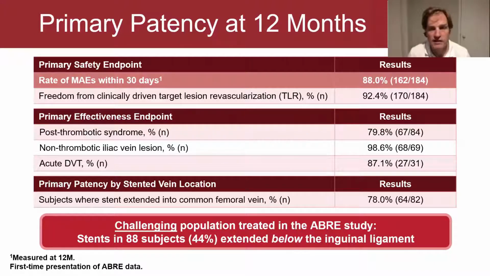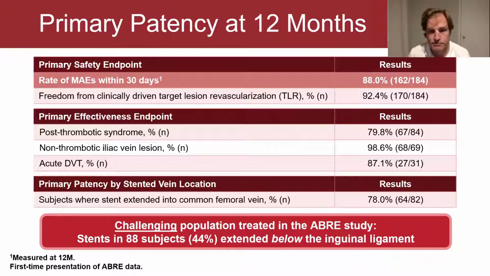If we look more closely at the patency data, although the primary patency endpoint of 88% was met, freedom from clinically driven target lesion revascularization was higher at 92.4. And if we look at the individual breakdown of the subgroups we mentioned previously, as we would expect, the post-thrombotic group does worst at 79.8%, with a higher percentage of patency in the NIVL patients at 98 and acute DVT at 87.